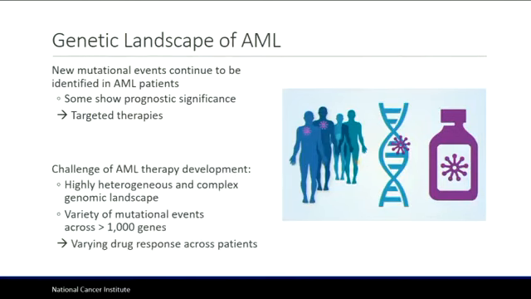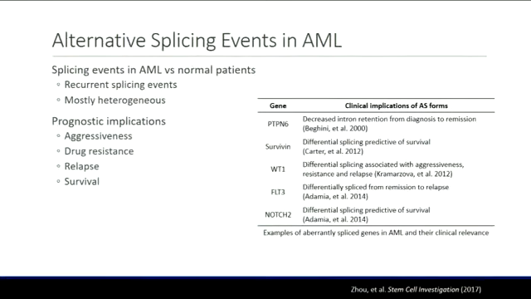However, a challenge of AML therapy development is that the mutational landscape is highly heterogeneous and complex, where patients can harbor a variety of different mutations and combinations across thousands of genes. And the presence of these different combinations can lead to a varying degree in drug response across the different AML patients. In addition to the cytogenetic events and gene mutations that I discussed earlier, it's also known that there are different alternative splicing events that are significant in AML. For instance, there are splicing events that are differentiated between normal patients and AML patients.